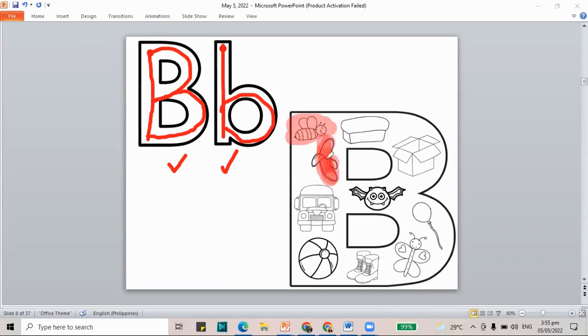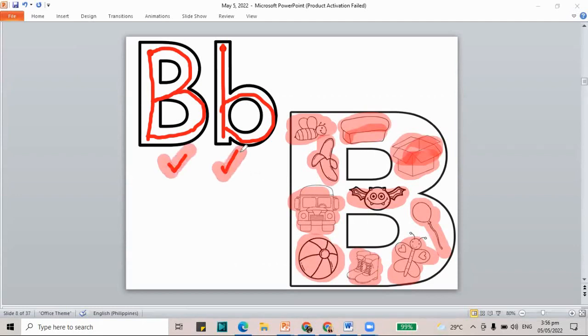B is for banana. B is for the bread. B is for box. B for the bus. B for bat. B for balloon. For butterfly. For boots. And for ball. So we have all those things that have the b sound. Letter B. Two kinds of B's. Capital B and lowercase letter b.